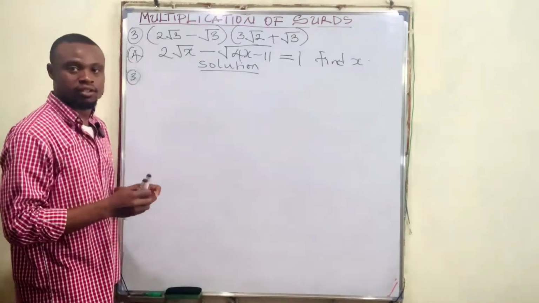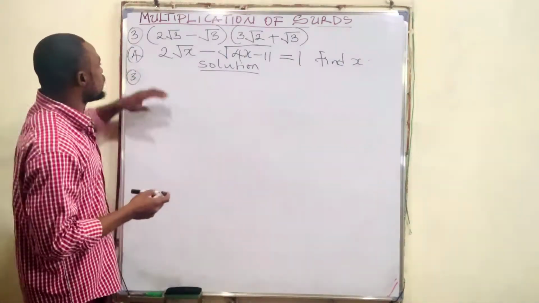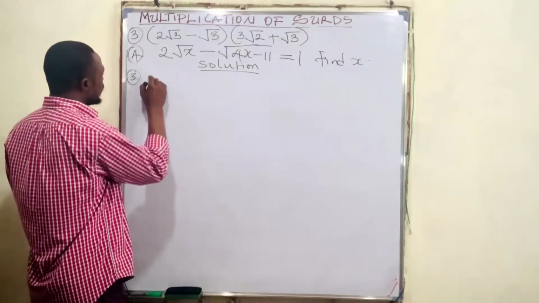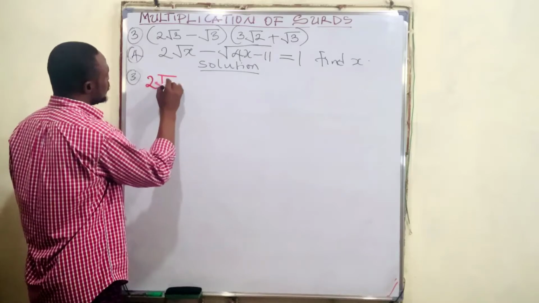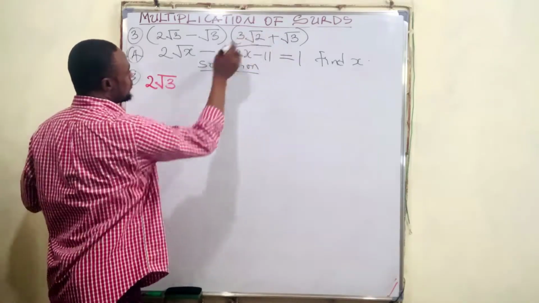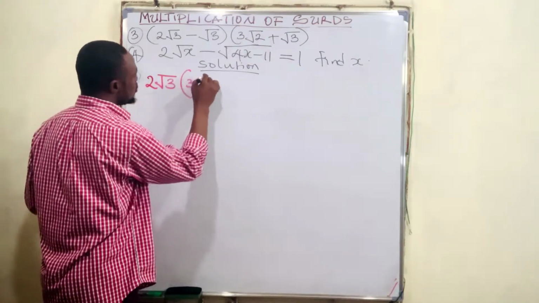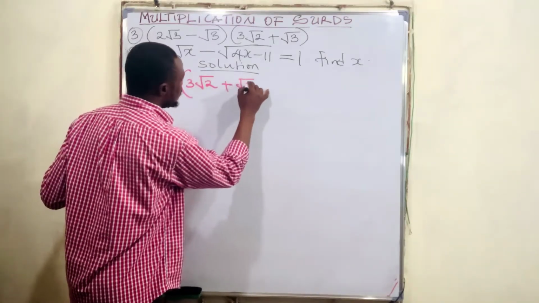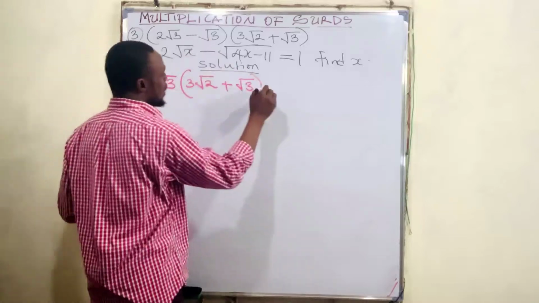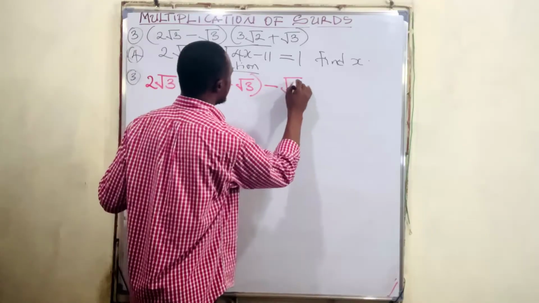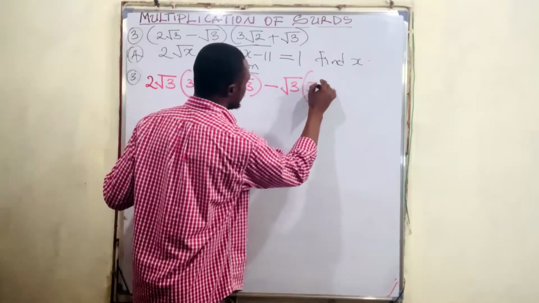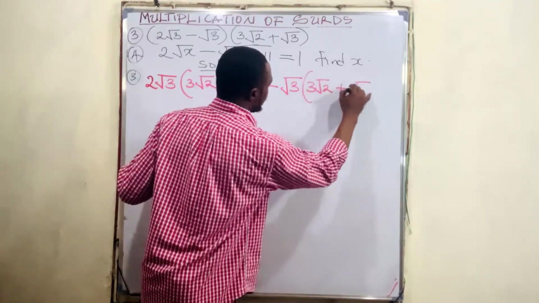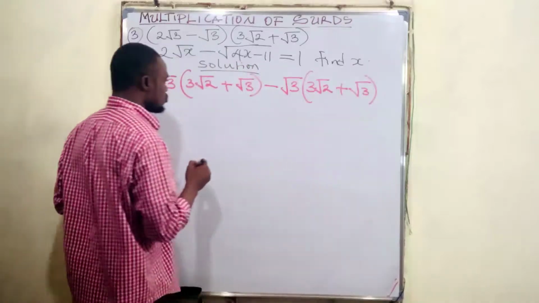So same thing applies to number 3. The first bracket multiplies everything in the second bracket, and we have 2 root 3 multiplies everything in this bracket, which is 3 root 2 plus root 3 close bracket, and here is minus root 3 open bracket 3 root 2 plus the root of 3 close bracket.